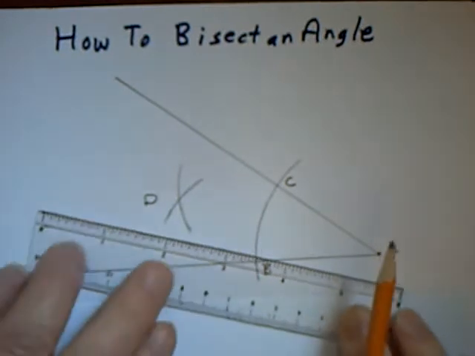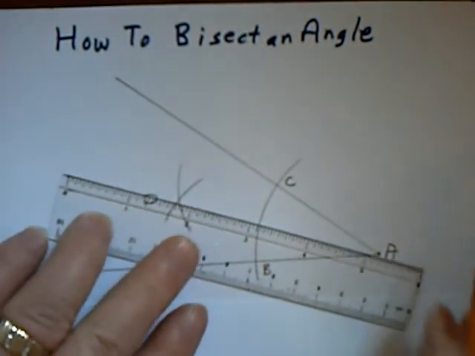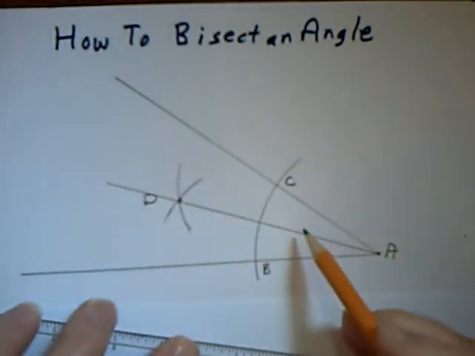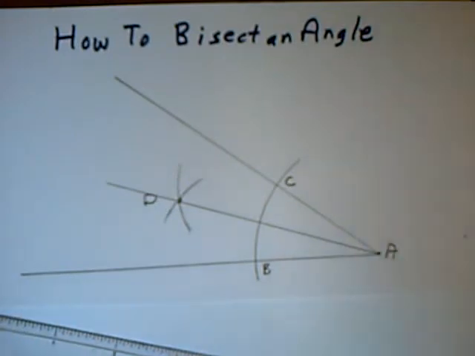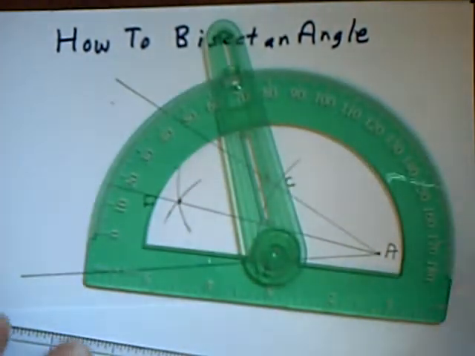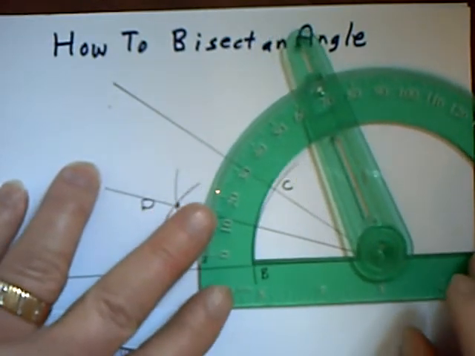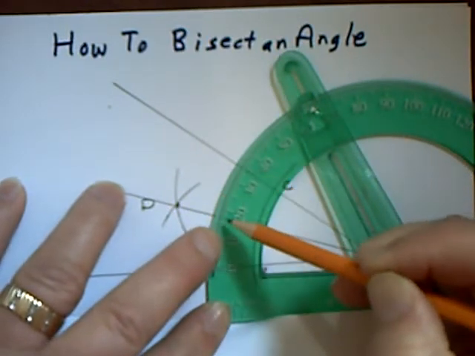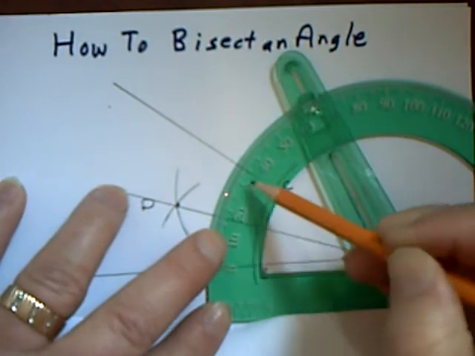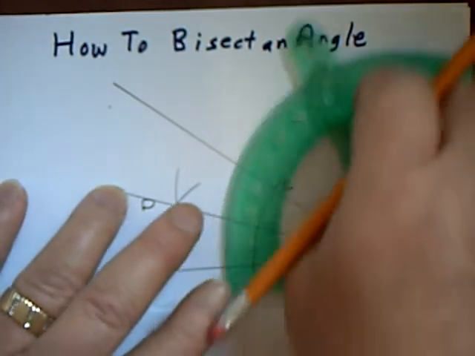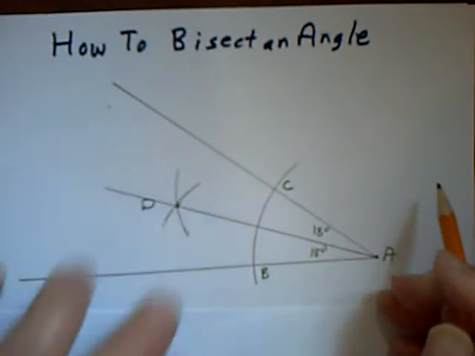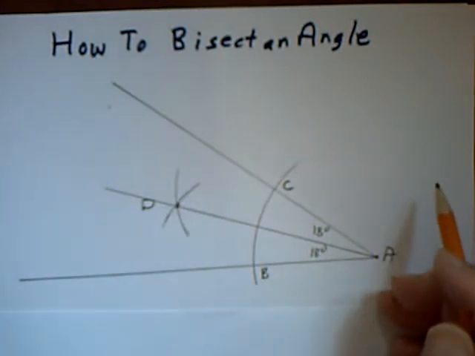Now if I take a ruler and join up A to D, I then have my angle bisected here. So the original angle, when I put my protractor on it, comes in at about 36 degrees. And then these angles here are each 18 and 18. So this angle here is 18 degrees, and this angle here is 18 degrees. So I have divided the angle evenly into two equal parts.